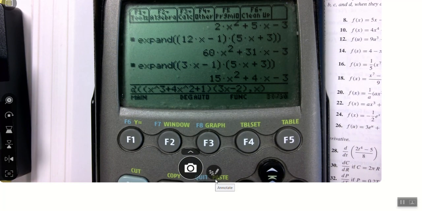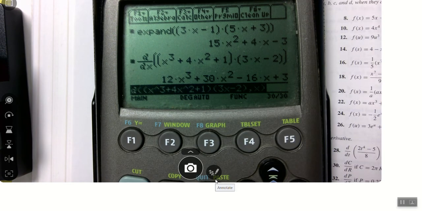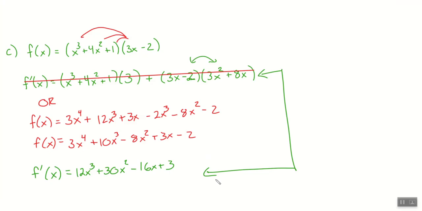When I type this in, it no longer will tell me error, too few arguments. I can see very clearly it is done now because I've told it d dx. And notice, when we type in the derivative, I get 12x cubed plus 30x squared minus 16x plus 3. Hey, look at that. It gave us this form. Now, they're both the same.